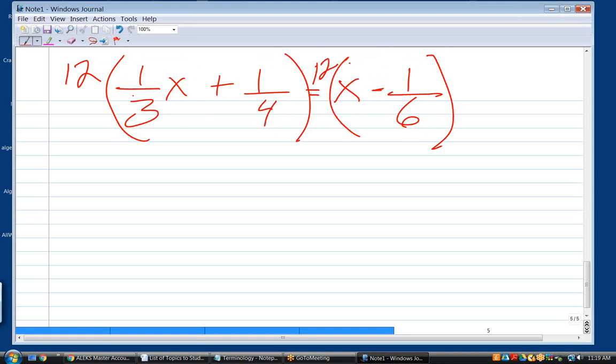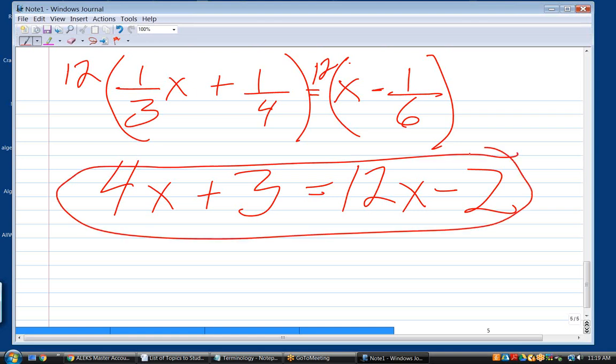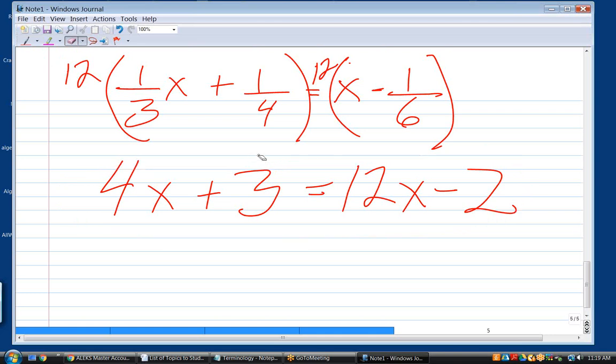What's 12 times 1/3 x? 4x. It's 12 times 1/4, 3. It's 12 times x, 12x minus 2. Now, all of a sudden we go from a hard problem to a super simple looking problem. Exactly. That's the beauty of getting rid of denominators. Okay, finish this problem.